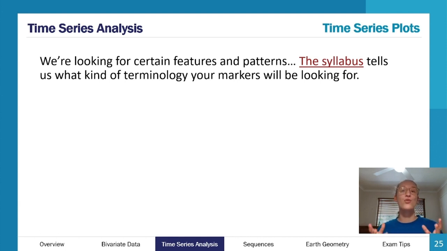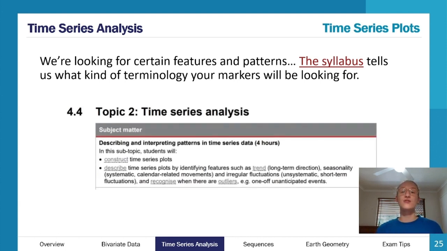And the syllabus tells us what kind of terminology we're going to be using. And again, you can download these slides from the resources tab if you did want to use that link to go to the syllabus. So we can see here that topic 2 of unit 3 about time series analysis is about describing and interpreting patterns in time series data. So this is something that you need to be able to do. So first bit, you need to be able to actually construct time series plots. So again, we went over briefly some of the key features. You need title, axis titles, units, the dots, connect the lines. That's all of the main things for time series plots.